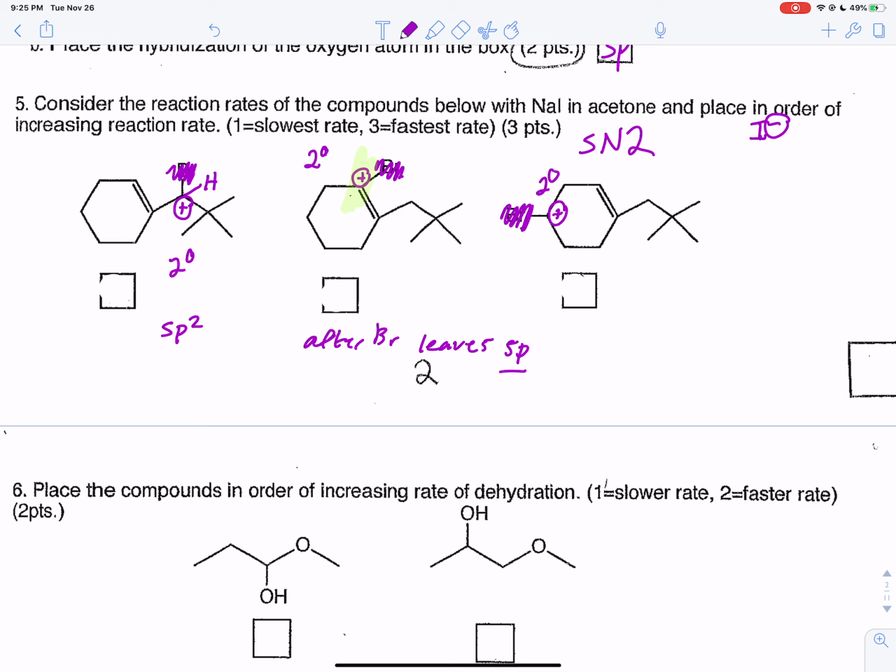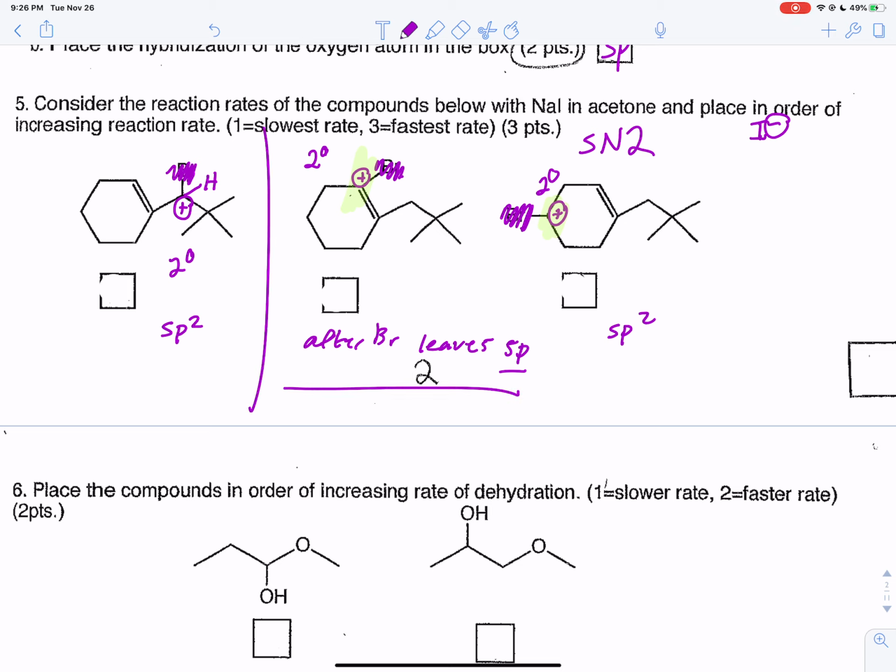This one right over here. What's the hybridization after it leaves? Also going to be sp2, okay? So you need to ask yourself, a positive charge forming, or a partial positive charge in the transition state, on an sp carbon versus on an sp2 carbon, which one is less stable? sp. It is less stable to have a positive charge on an sp hybridized orbital, right? And that is this middle compound that has it, right?